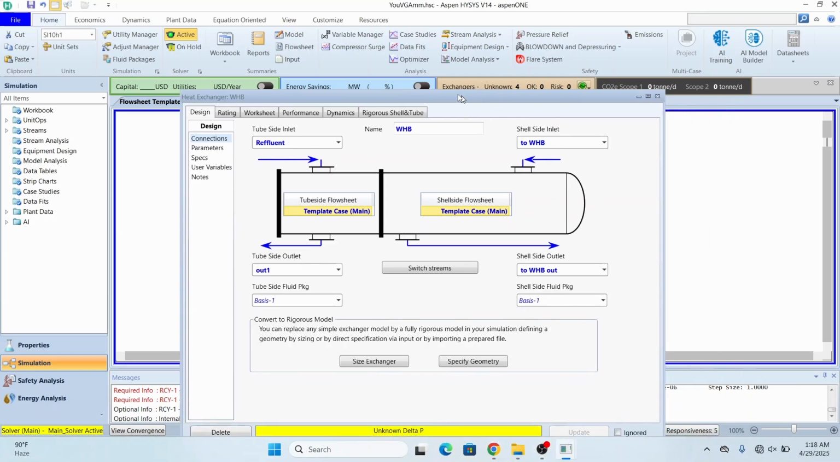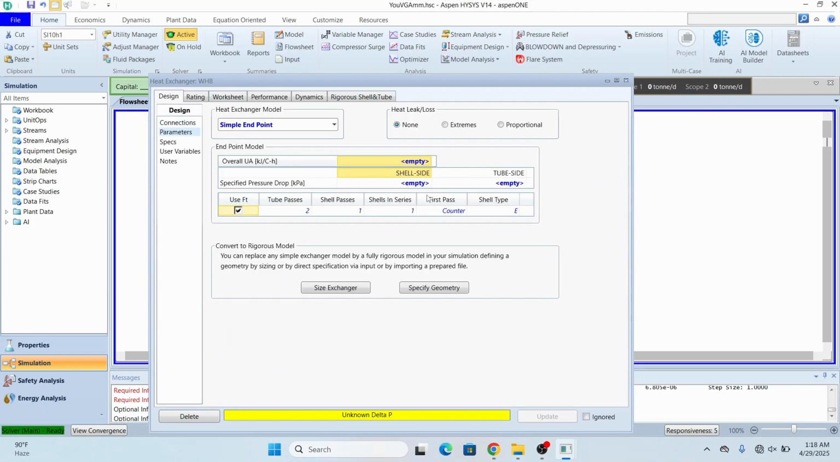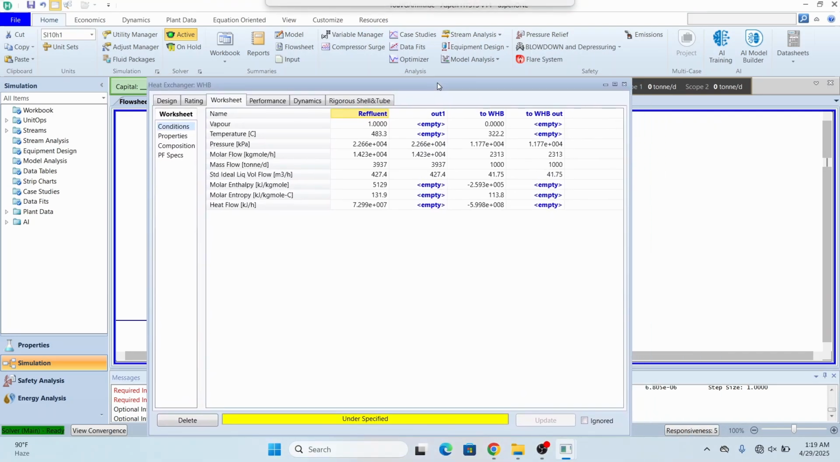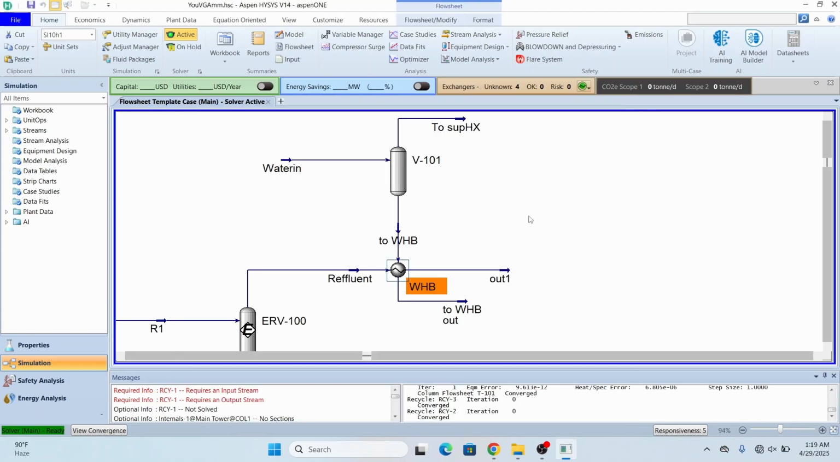Now you can see that it says unknown delta P. So go to the parameters, and for the shell side and for the tube side, just give 0 delta pressure. Now it says that it is underspecified. So here I can give vapor fraction 1. Now you can see that this 1 means that all my latent heat has been added, and it is good to go.